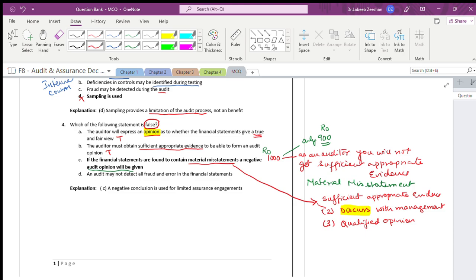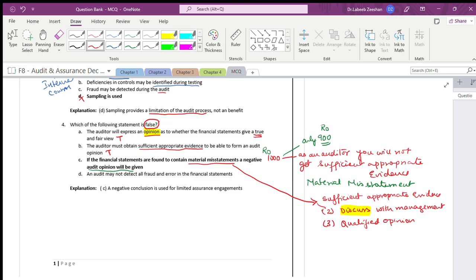This we will learn in the last lecture, but it doesn't mean you have to go to the last lecture. What they will do is give a qualified opinion. You are going to an audit, and you will verify 10 items, and for one item you are not getting sufficient appropriate evidence. You will discuss with the management. If management does not respond practically and is not in a position to discuss, then you will not say that everything is negative.